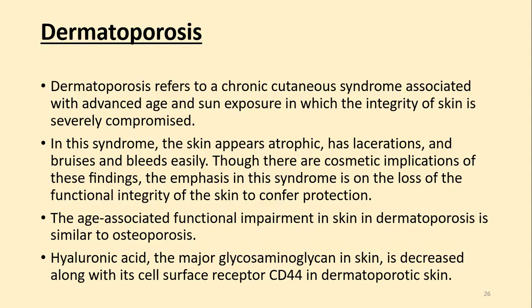Age-associated functional impairment in skin in dermatoporosis is similar to osteoporosis in the bone. Hyaluronic acid, which is the major glycosaminoglycan in the skin, is decreased along with its surface receptor CD44 in dermatoporotic skin.